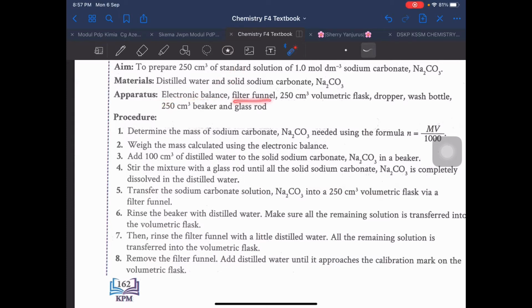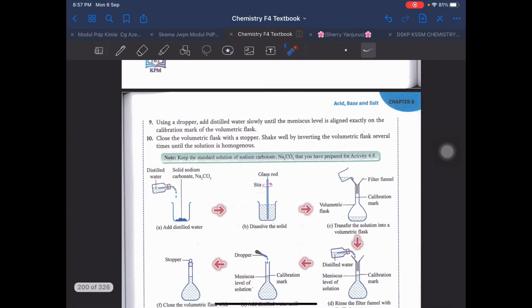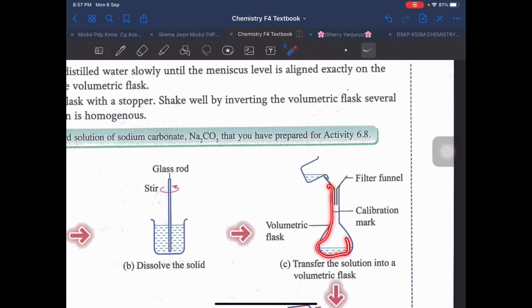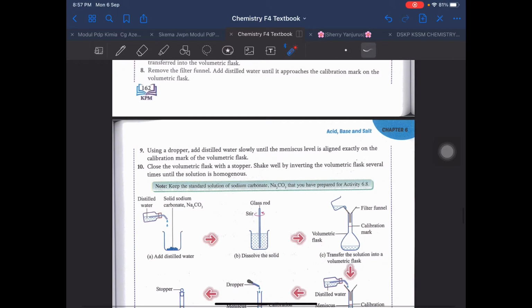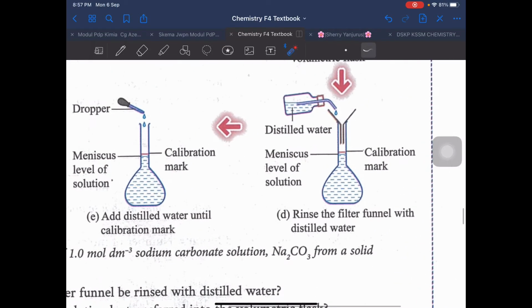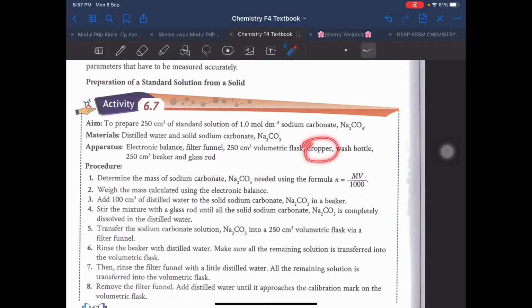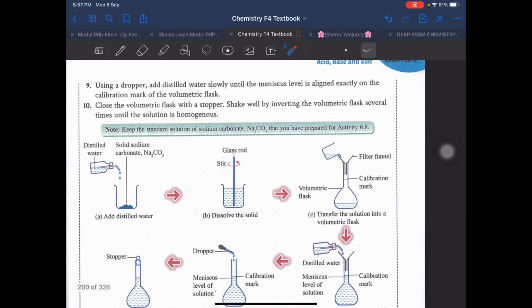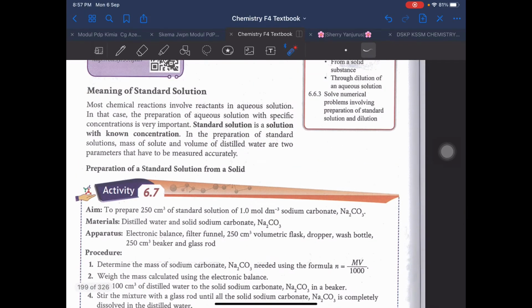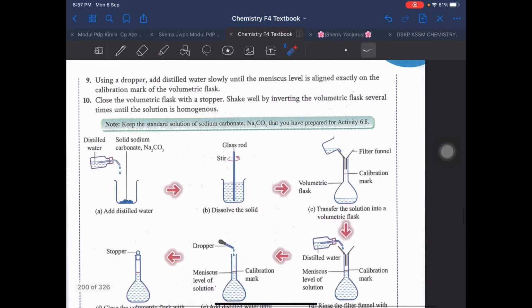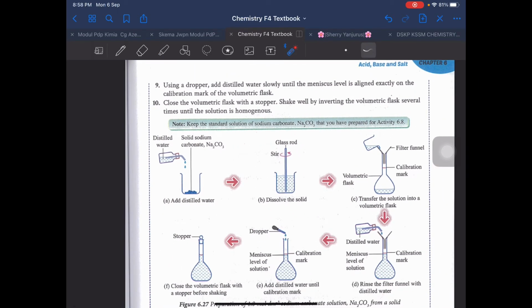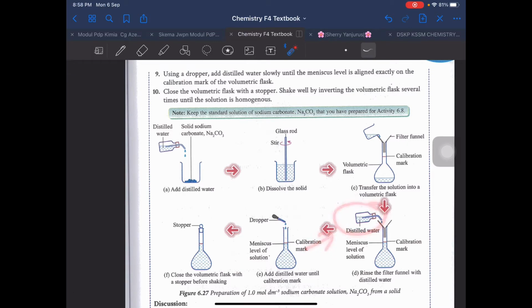Filter funnel, 250 cubic centimeter volumetric flask. If you forgot what is volumetric flask, this is volumetric flask. Okay, kelalang volumetri. Di bawah dia, dasar dia rata. Okay, and then you will need filter funnel. If you forgot, this is filter funnel. Filter funnel adalah corong turas. And then you will need dropper. Dropper penitis. Penitis ini. This is dropper. And then you will need wash bottle. What is wash bottle? Wash bottle is like this one. Okay? Wash bottle untuk isi distilled water.